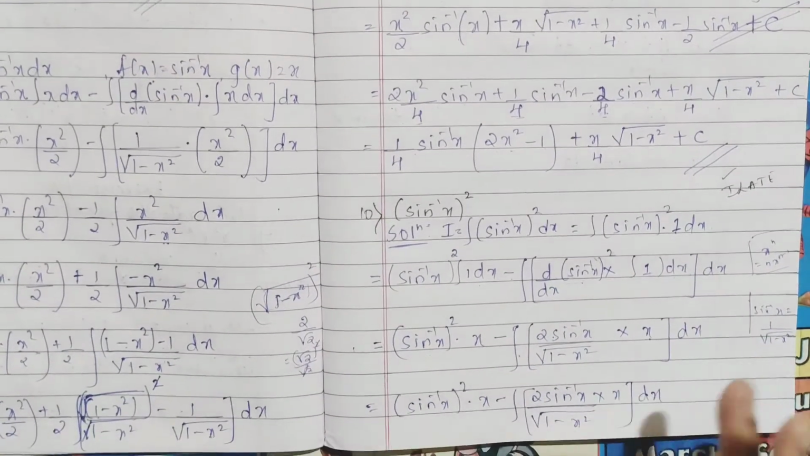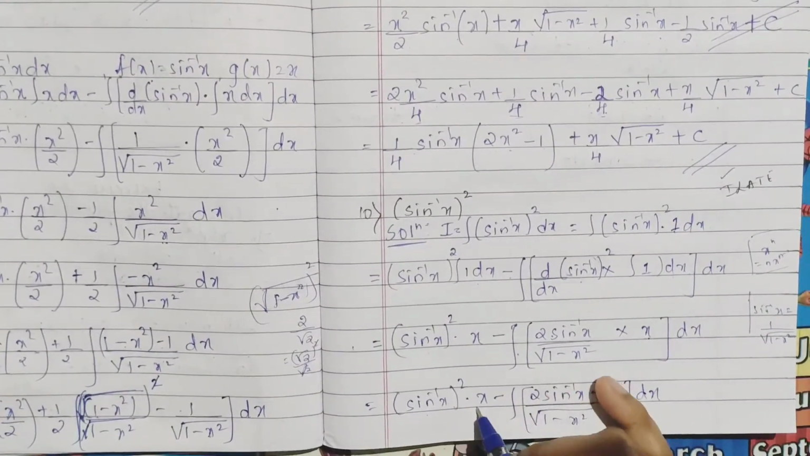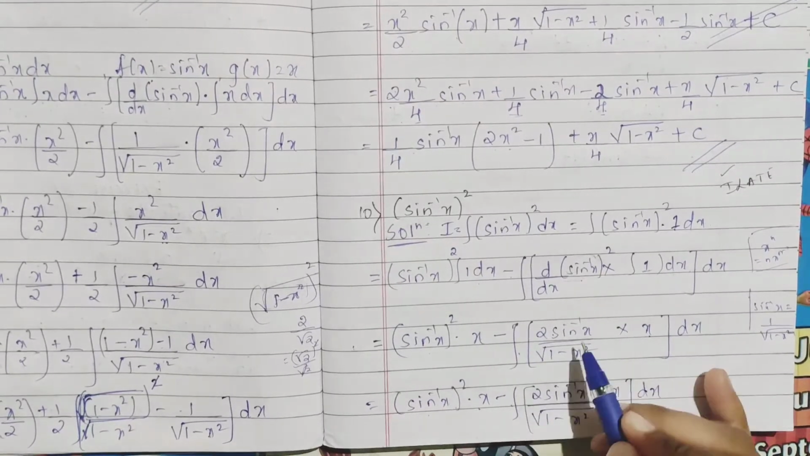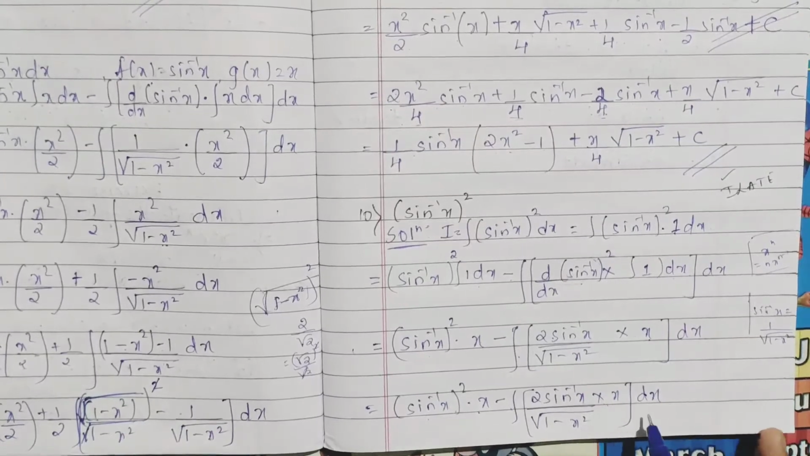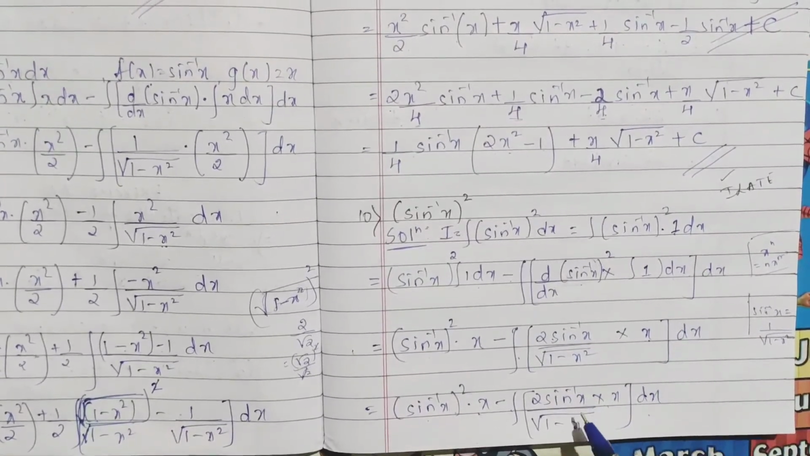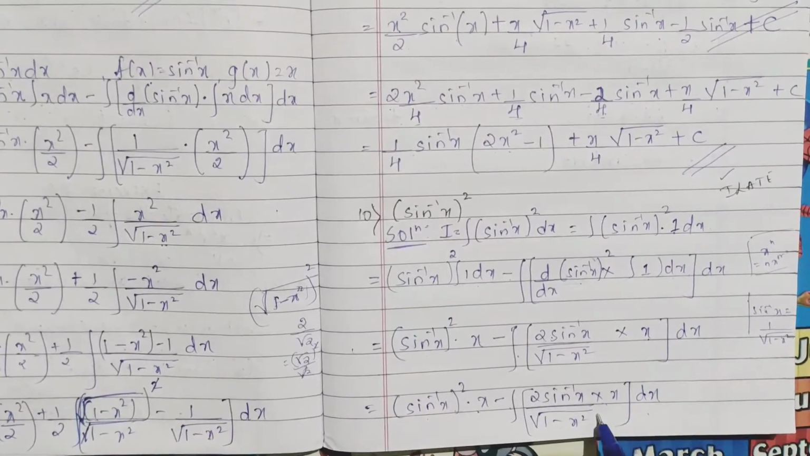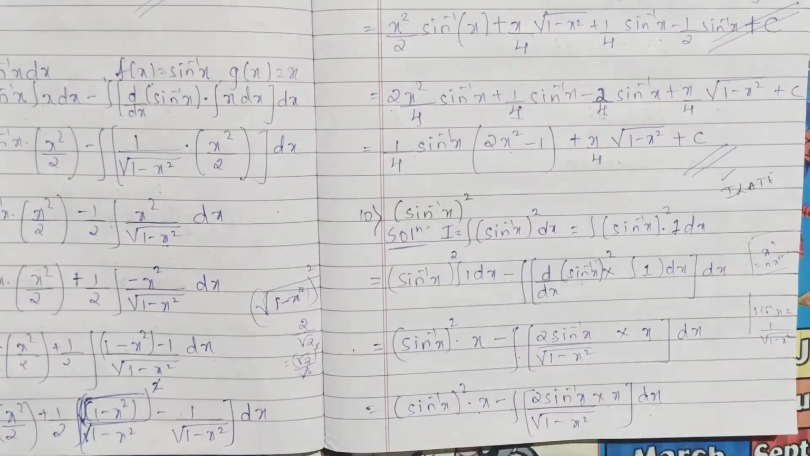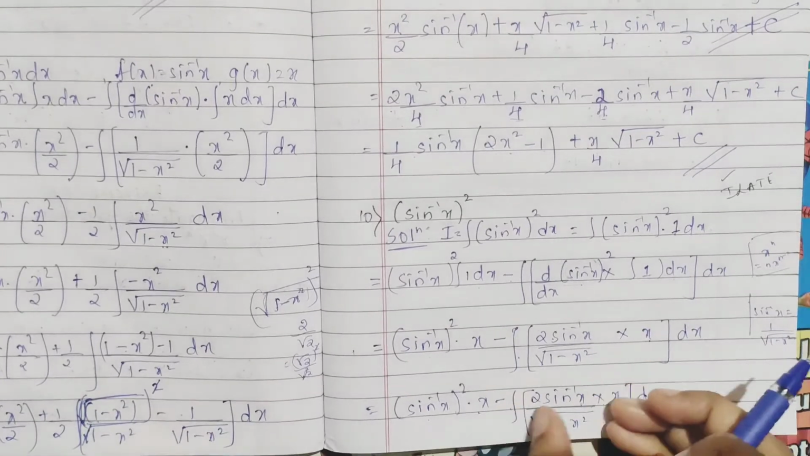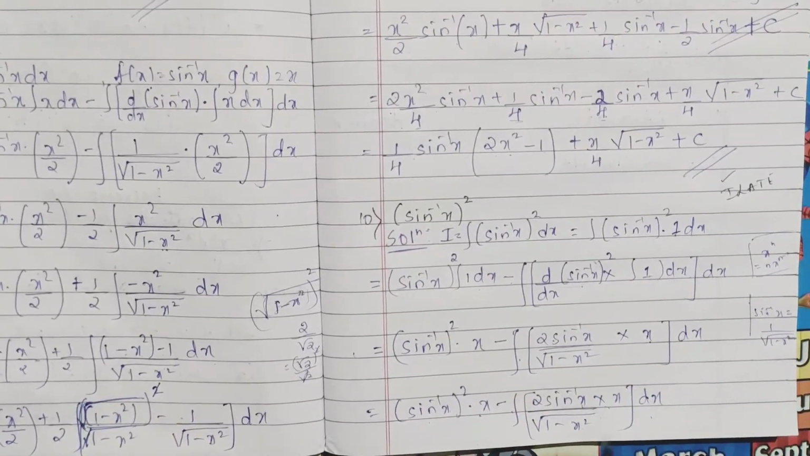Now you will get sin inverse x whole square into x minus the integral of 2 sin inverse x into x divided by root of 1 minus x square dx. Here again we will take this as I1, because here you can't apply by parts, since you have 3 terms, not 2 terms. So we will take this separately and try to solve it. Take this as your I1.